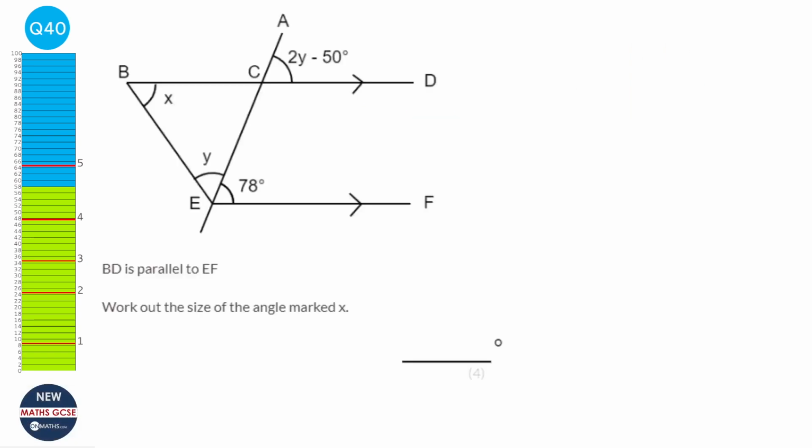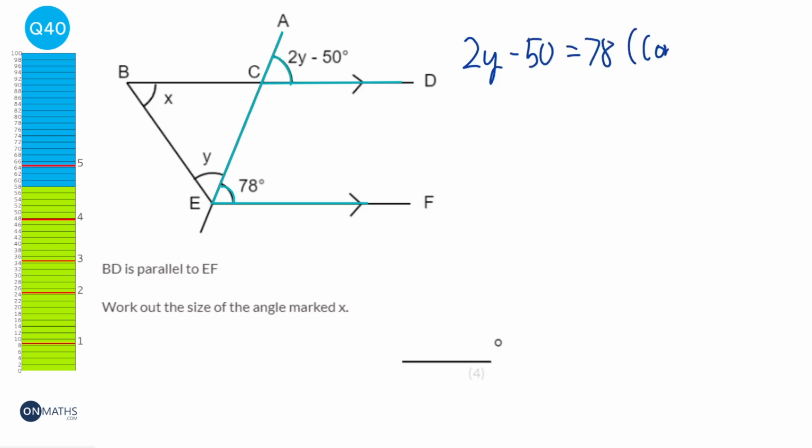To find out what the value of x is, we first of all have to find out what the value of y is. And we can notice that we've got two sets of parallel lines here, and a line going through them. And we've got these F angles, which we have to call corresponding angles. So we know that 2y minus 50 is equal to 78, and we must write down the reason. So corresponding angles, and corresponding angles are equal.